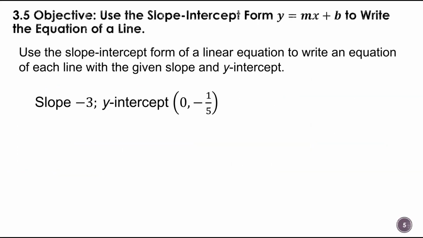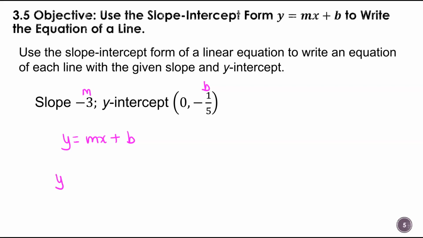Okay, so now we're going to use slope-intercept in a different way to write the equation of a line. And this just means that you have to understand what you need. What do I need to write the equation of a line? Well, if I have a slope and I have an intercept, then I can write that equation. Because remember, I have this y equals mx plus b. So I have the m and I have the b, and therefore I can write the equation.